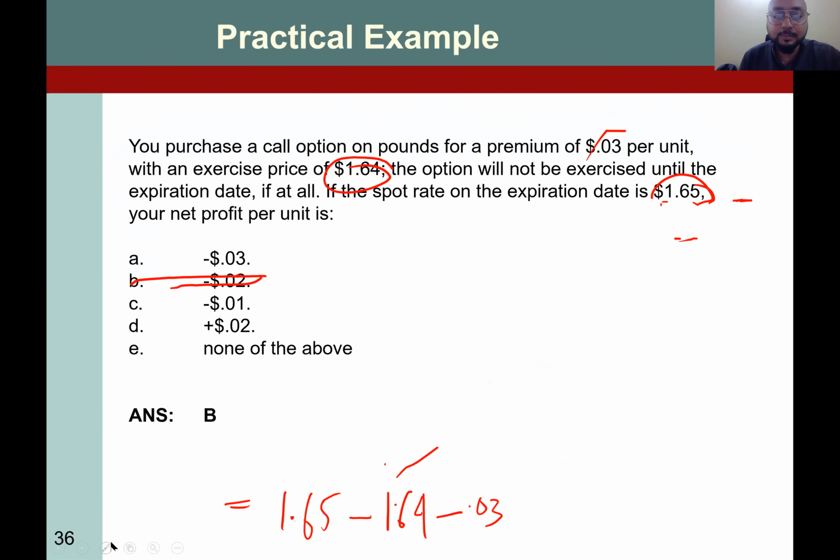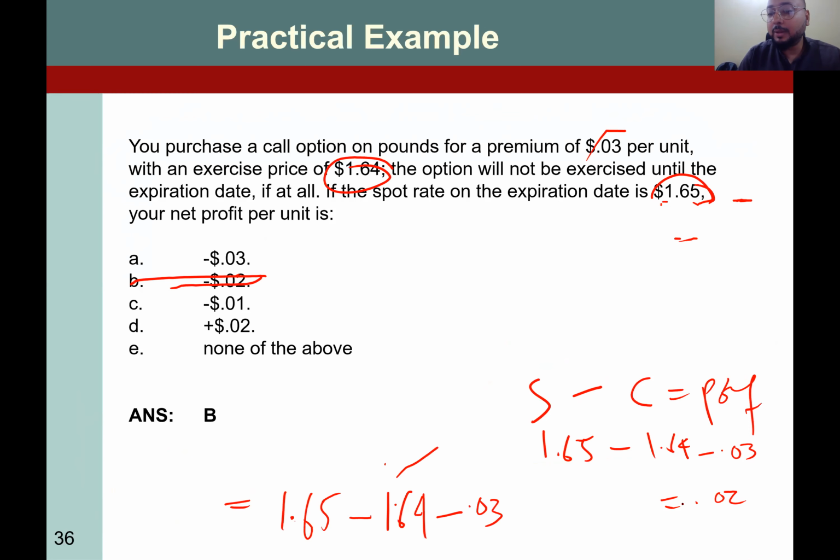0.02. Simple. Understand? Sale minus cost is your profit. So you enter into a call option. What is the call option? Right to buy, right? When you enter into a call option, you expect that in future price will be higher. I buy from you at lower price and sell in the market at higher price. So sale price is 1.65. I buy from you at 1.64, but I also pay you a premium. So that would be my loss.